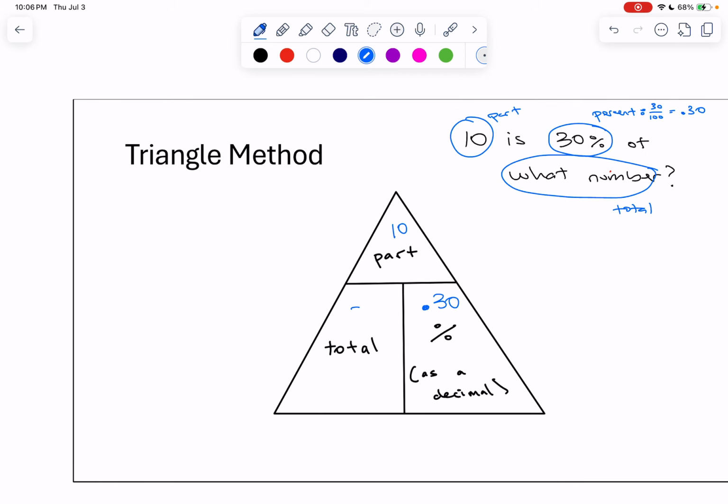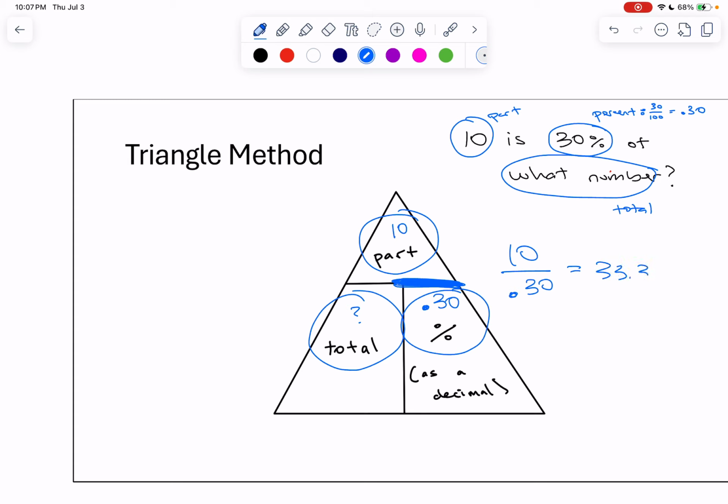And I don't know what this guy is, that's what I'm looking for, right? So again, I have my part on top and my percent on the bottom, one over the other. That's my fraction bar. I'm gonna take 10 and divide it by 0.30, and that should give me my total, the piece that I'm missing over here. So we do 10 divided by 0.3, and we get 33.33 repeating, which is our total.